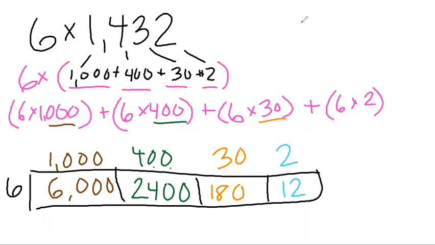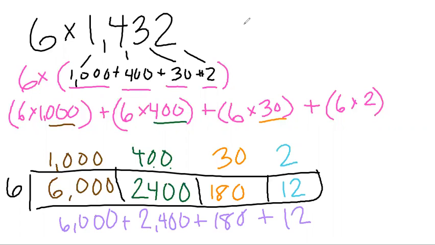So now I have 6,000 plus 2,400 plus 180 plus 12. Go ahead and add those 4 numbers up and see what your total sum is.